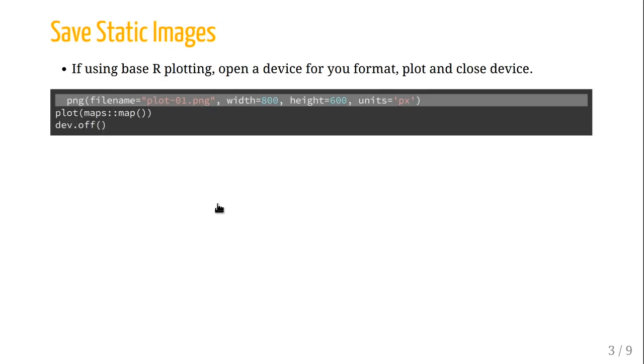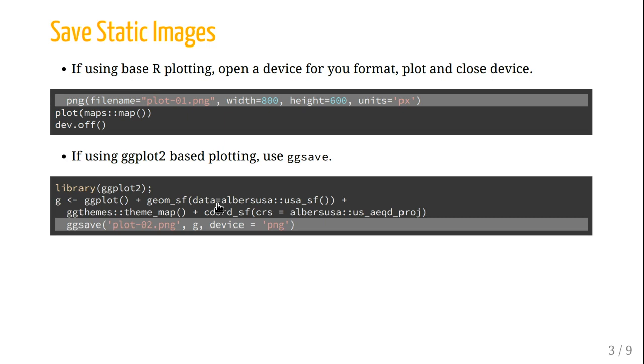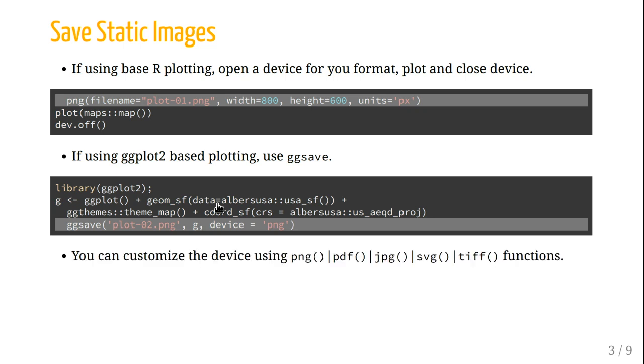So if you are storing static images, if you are working with base R plotting, we'll see what base R plotting is. We'll see what ggplot plotting is. But just to remember, if you're working with base R plotting, you have to create the output format first. So as I'm saying, save this as a PNG, this is the file name, that's the width and height that it needs to have, that's specified in pixels. Then you call your plot function, and then you say dev.off, which means stop printing now, close the file, and then you have a PNG file.